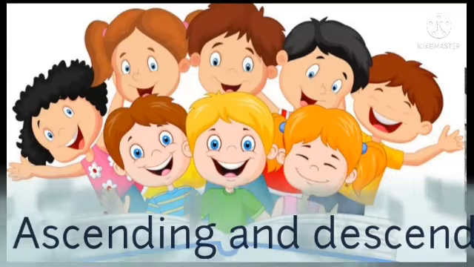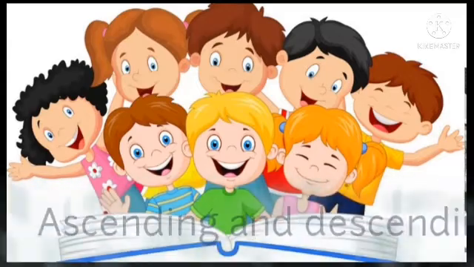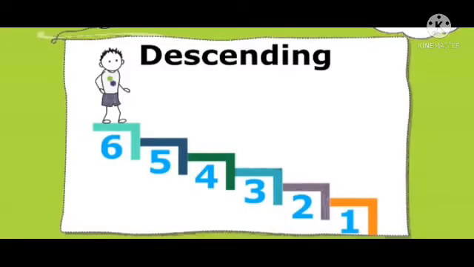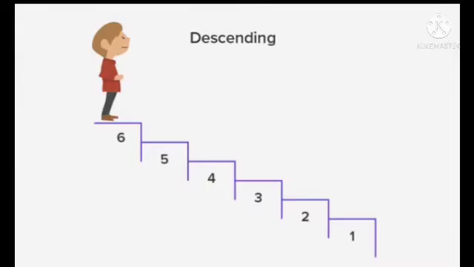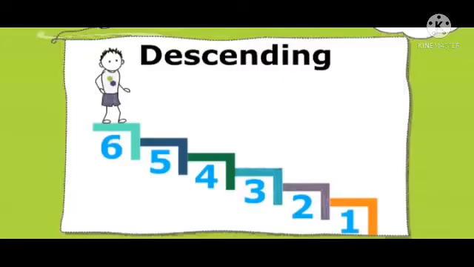Children, what does descending order mean? Descending order means numbers from big to small. When we move from upstairs to downstairs, it is called descending order. Always remember that in descending order, the numbers keep on decreasing.